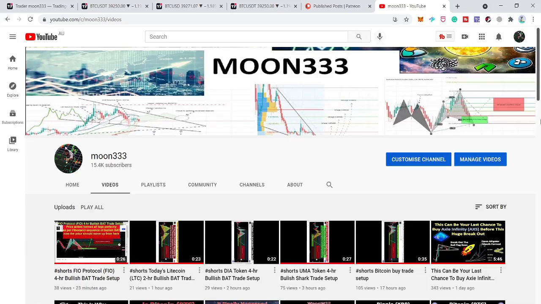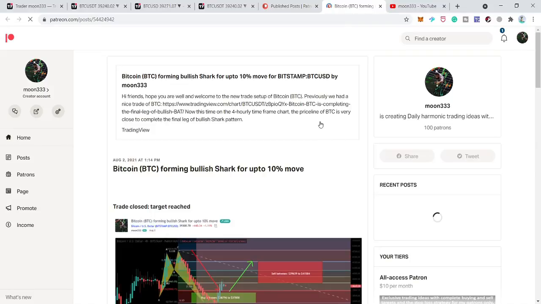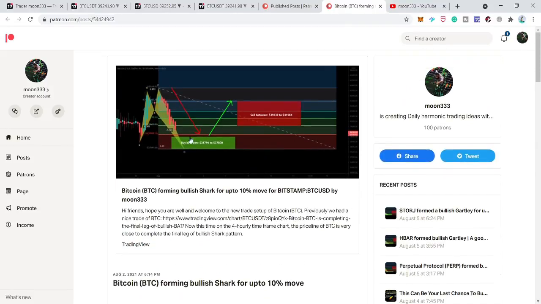Hope you're well and welcome to the new update on Bitcoin. On 2nd August, I shared this idea at the Patreon, and I also shared this idea with you in the form of a video: the price action has formed another bullish reversal, the harmonic bullish reversal chart pattern, and from here we can expect another bullish reversal move.